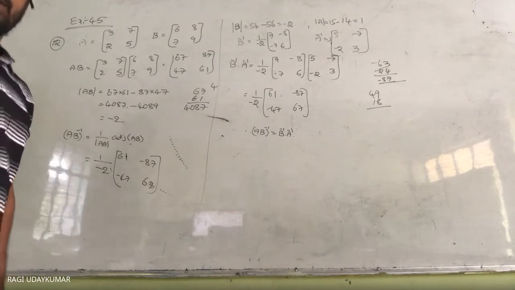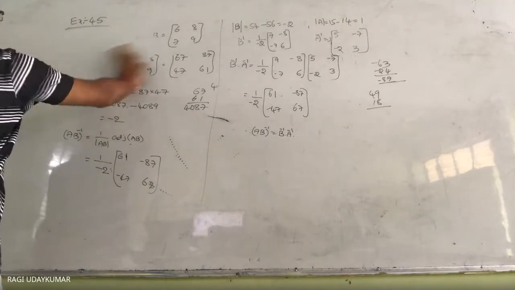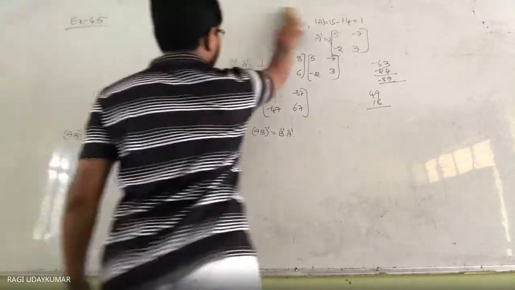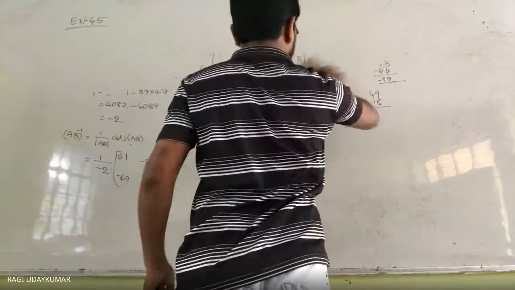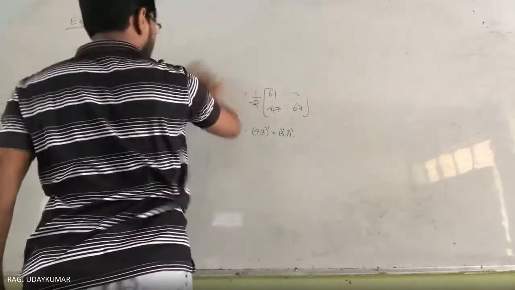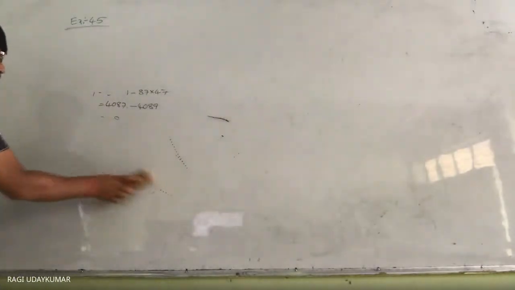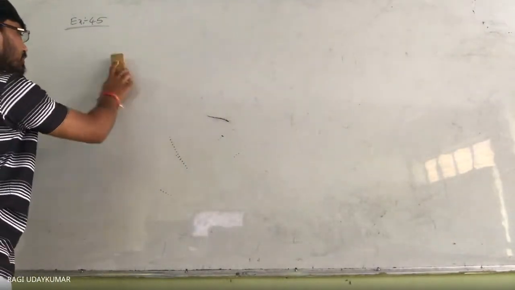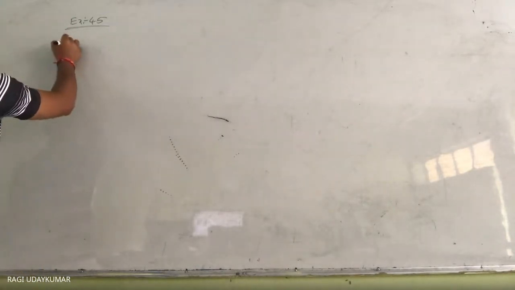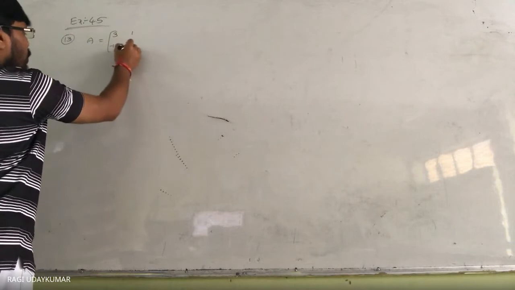Okay. Next, let us move to the 13th question. Thirteenth one. Here it is given A is equal to [3, 1; minus 1, 2].